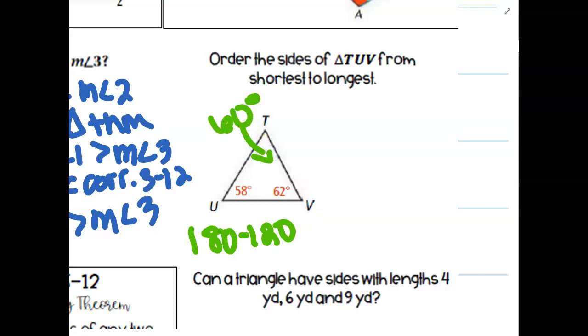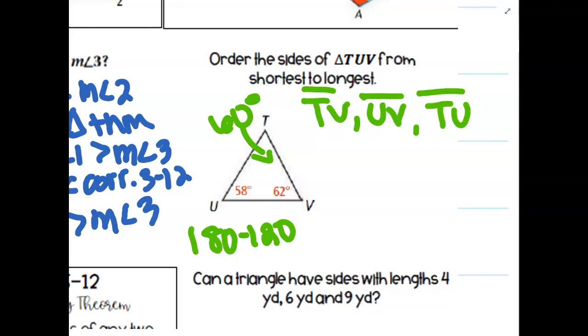So we want to go from shortest to longest. If I want to find the shortest side, I need to start with the smallest angle, which is angle U. So the shortest side is going to be the side opposite, side TV. Side TV is going to be the shortest. The next biggest angle after angle U will be angle T, so the side opposite of angle T is going to be UV. And then finally, angle V is the biggest angle, which means the longest side is going to be side TU. That's a good chunk of what you're doing in your homework today.